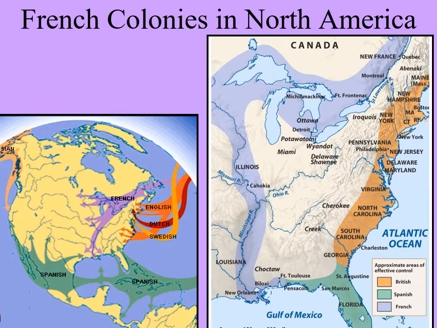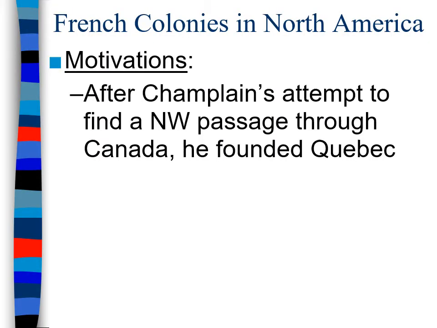But they're going to settle heavily in modern-day Canada, the upper Midwest, Michigan, Detroit area, and all the way down the Mississippi River. The reasons why the French come over: a French explorer, Champlain, is going to attempt to find a northwestern passage to India. Originally that is kind of the goal, to get to Asia for trade reasons, but he stumbles upon this land that we call Canada and founds the city of Quebec.